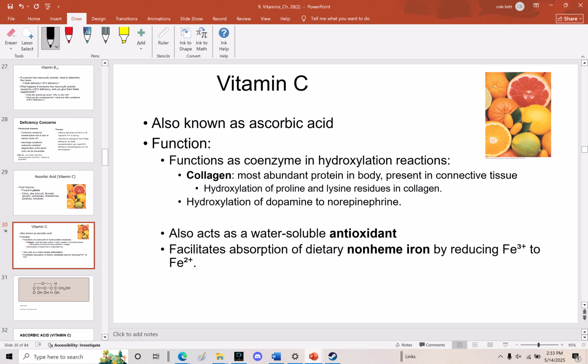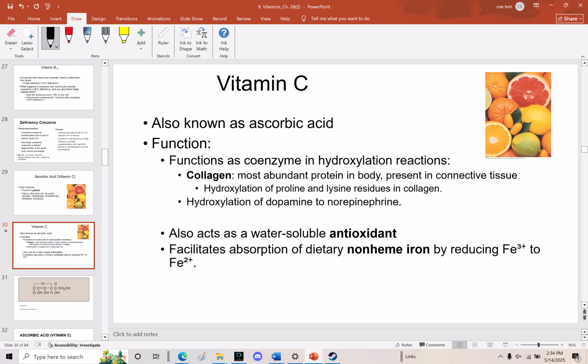So think about collagen. Collagen, the most abundant protein in the body, is present in your connective tissue. Without vitamin C, you cannot hydroxylate proline or lysine, which means you cannot make collagen. So you have to have vitamin C to make collagen. That's because it's a coenzyme in these hydroxylation reactions that essentially help move hydroxyl groups in order to produce collagen. So you're hydroxylating proline and hydroxylating lysine. You can't do that without vitamin C. And this other one here. So again, hydroxylation reaction.